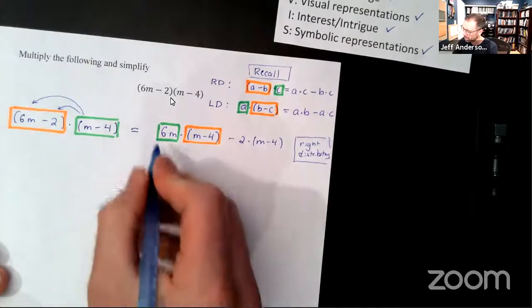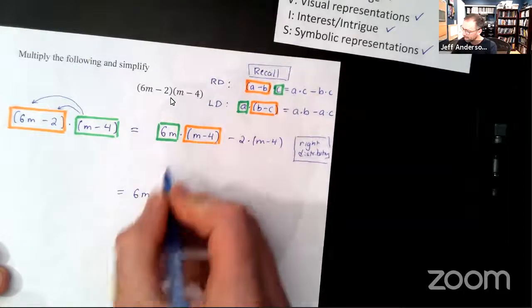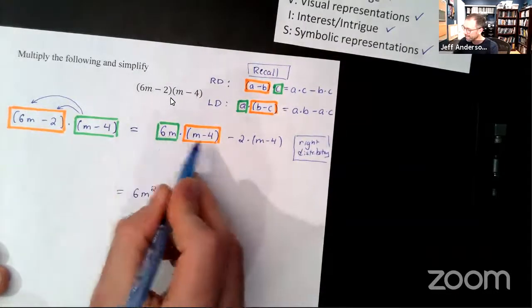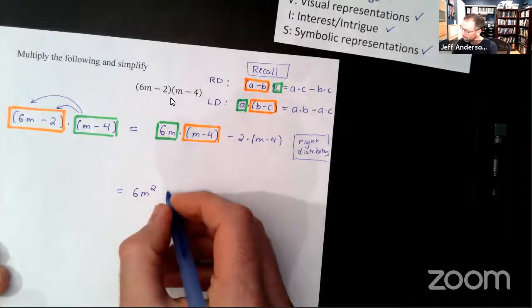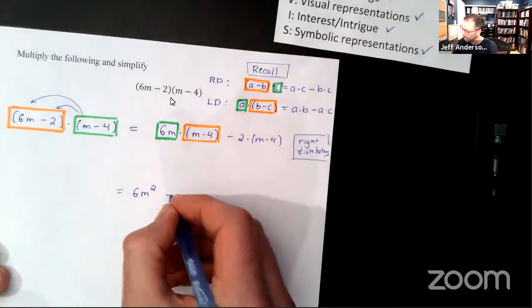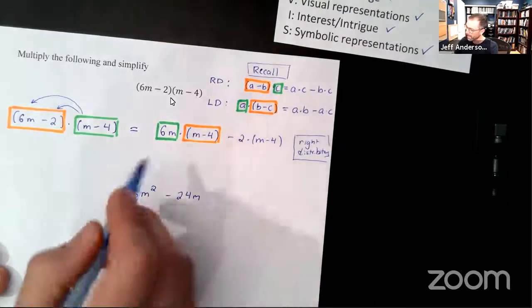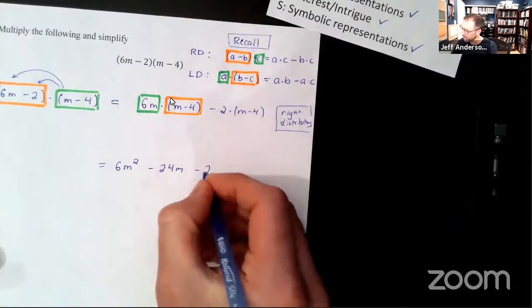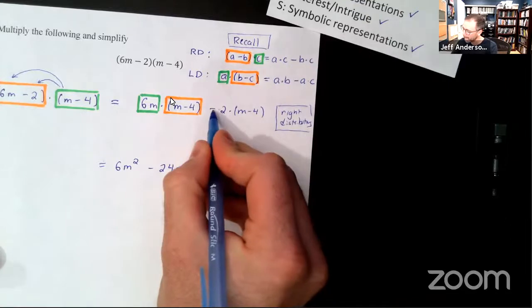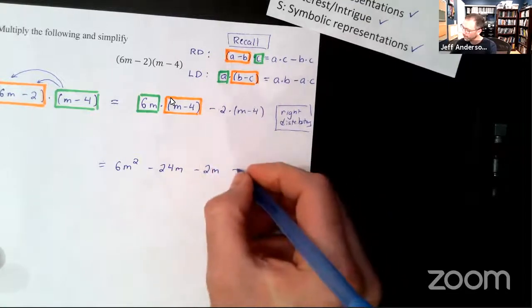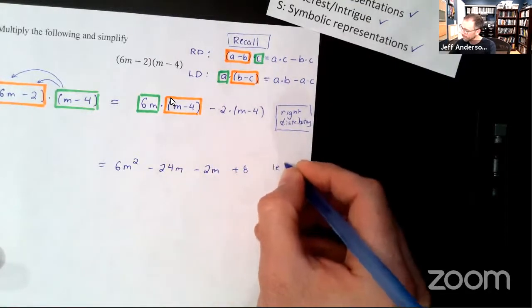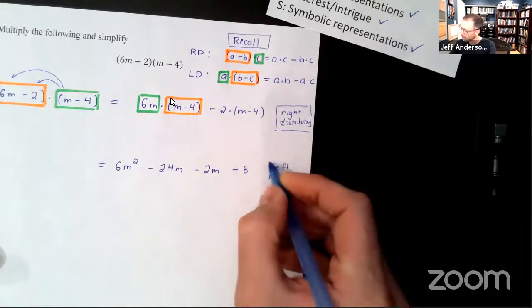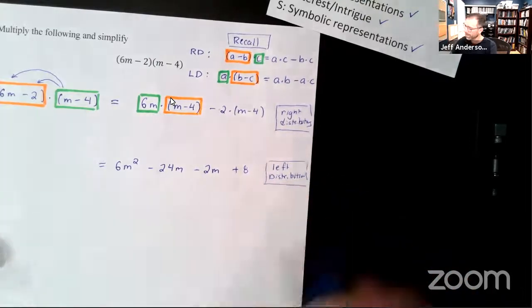So in this situation, this is going to be 6m times m, which is 6m squared. M times m is m squared. 6m times minus 4. So 6 times minus 4 is minus 24m. And then over here, minus 2 times m would be minus 2m. Minus 2 times minus 4 is plus 8. And that was by left distributivity. So now I'm just reminding myself what I'm doing here.